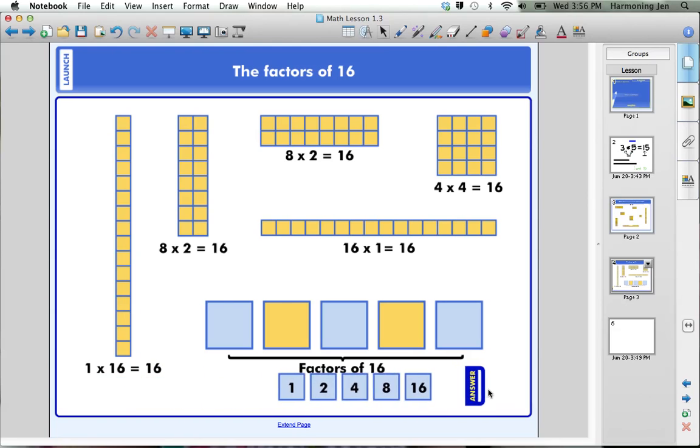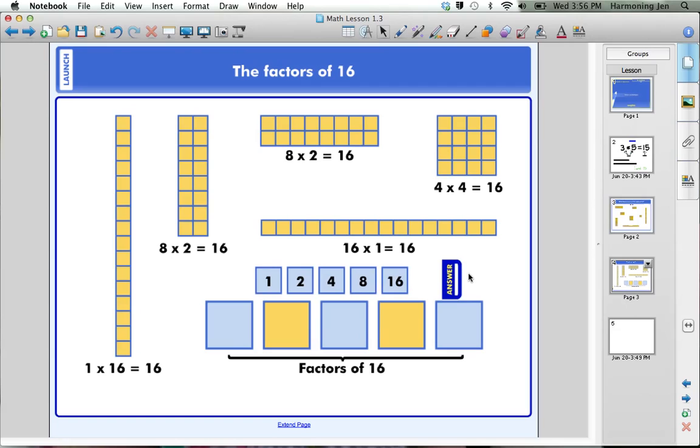If you have these numbers in your list, 1, 2, 4, 8, and 16, you're absolutely right. Try to get in the habit of listing the factors in order. And you'll notice there's one particular number that you will always start your list with, because the number 1 is a factor of every number. So every time you make a list of factors, that list should begin with the number 1.